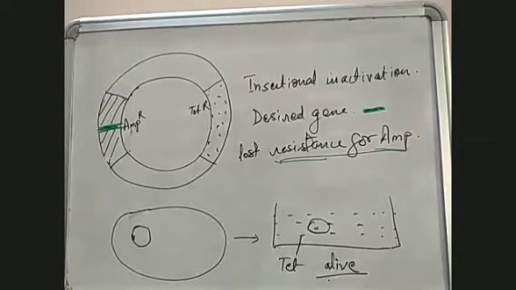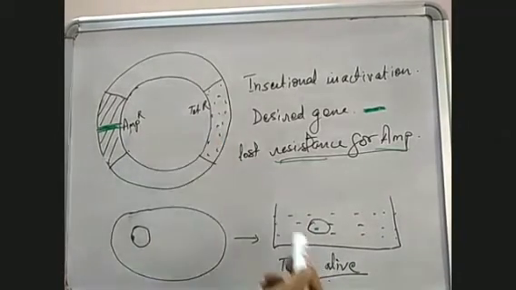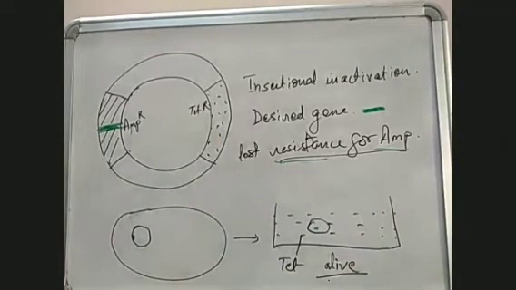So either one of these two resistance genes can be used for insertional inactivation, and the other remains as it is. And when we grow our transformant in that other medium, it has resistance for that, so it remains alive. So this is the way we can separate our transformants from the non-transformants. So children, this was about this.